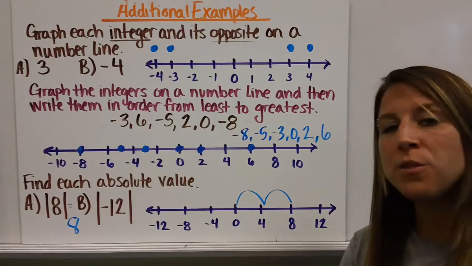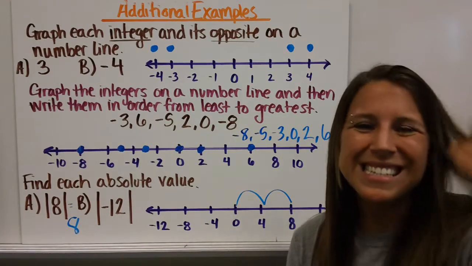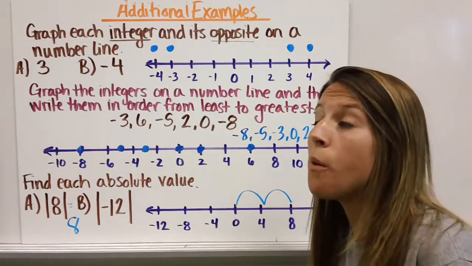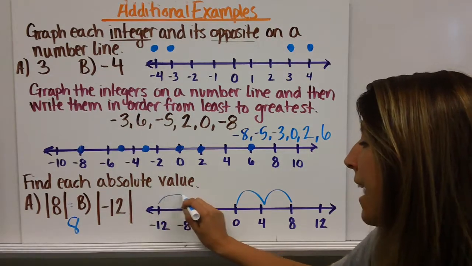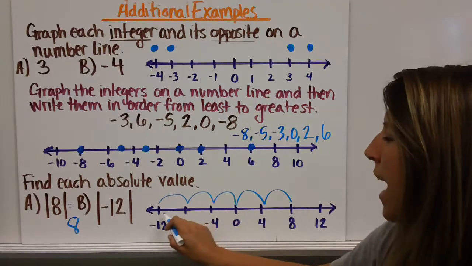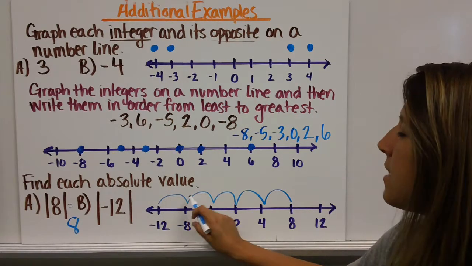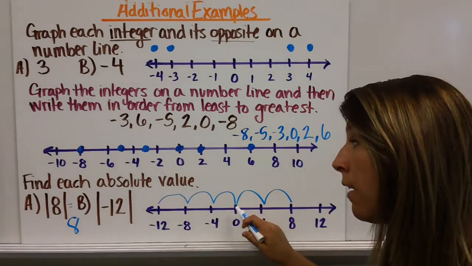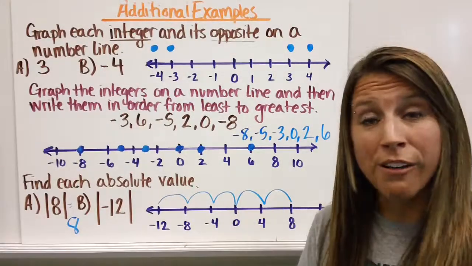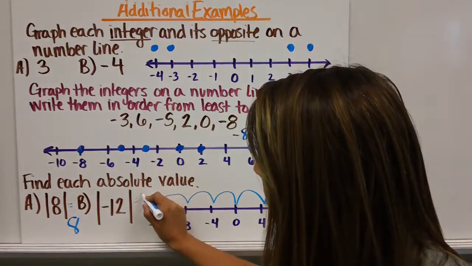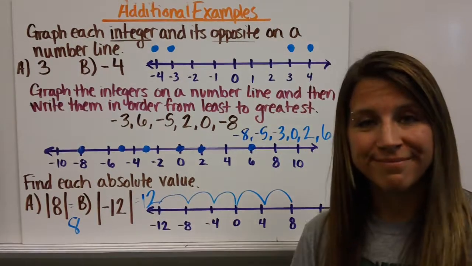And then the absolute value of -12, remember, is the distance that -12 is from 0, and distance can never be negative. So if I start at -12 and get to 0, that's 4 spaces, another 4 spaces, and 4 more. So 4, 8, 12, the absolute value of -12 is 12. There you have it.